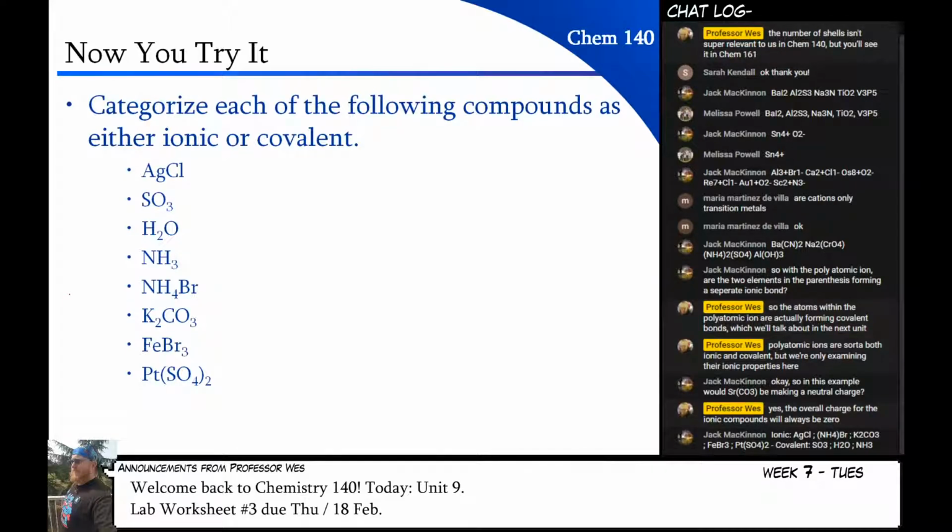All right, so what I'm going to do to identify these is I'm going to just grab the highlighter here. So we'll say that anything that's highlighted in blue will be ionic. And remember that when we're looking for ionic compounds, we're looking for metals. So silver's a metal, so this must be ionic. Sulfur, not a metal. We're going to skip it. Hydrogen, not a metal. Nitrogen, not a metal. Be careful, NH3 is not ammonium.